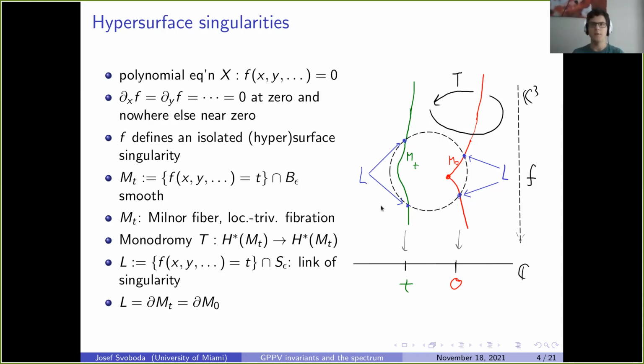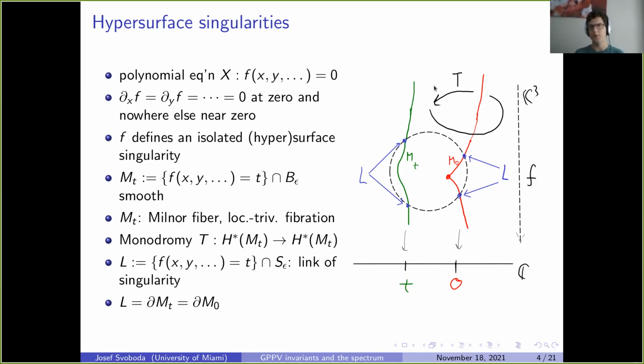And so if you want to study this singularity, one way we can do is take a sphere around it and intersect it, so we get this topological information. This is this L, which is called the link of the singularity. In the case of curves, it was a knot inside S3. In general, for surfaces, for example, it will be a 3-manifold in S5, or you can get a 7-manifold in S9 or whatever.